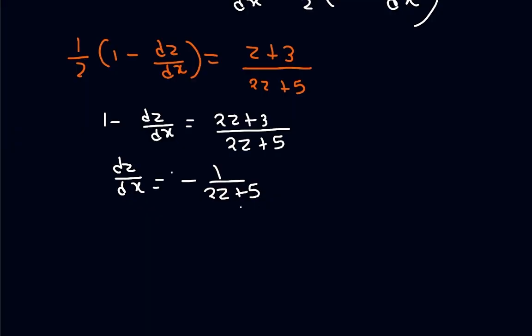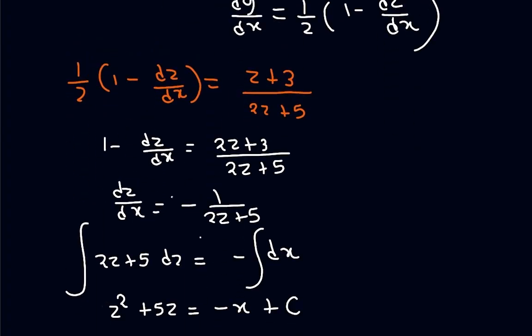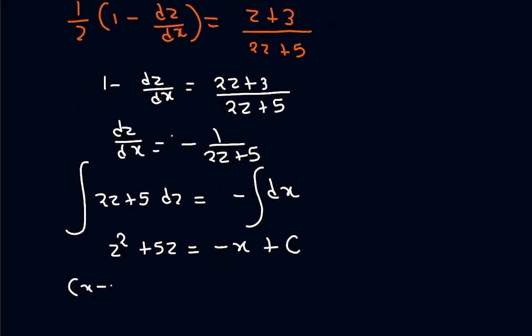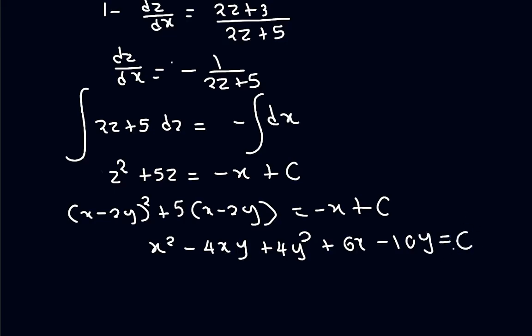Now move all these terms to the left hand side. 2z plus 5 dz equals minus dx. Now integrate with respect to the relevant variable. Now this is 2z squared divided by 2, that means z squared, plus 5z equals minus x plus c. Now we can remove our substitution. We take z as x minus 2y, so we can replace our z terms in the final expression: x minus 2y, minus x plus c. If you want, you can simplify further by expanding this and using some algebra. So the final expression looks like this: 4y squared plus 6x minus 10y equals c, where c is an arbitrary constant.